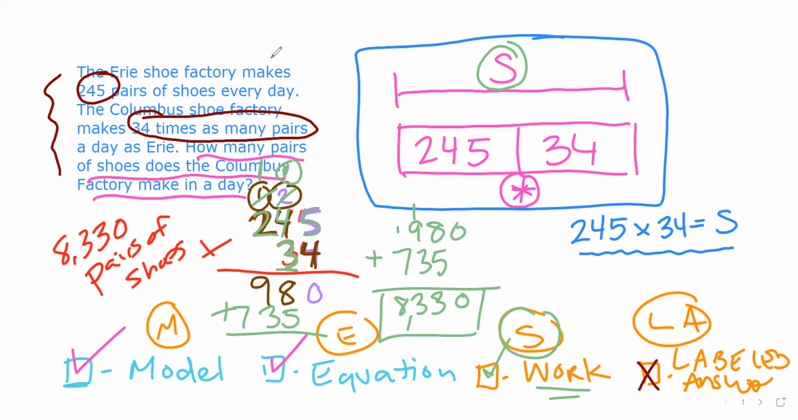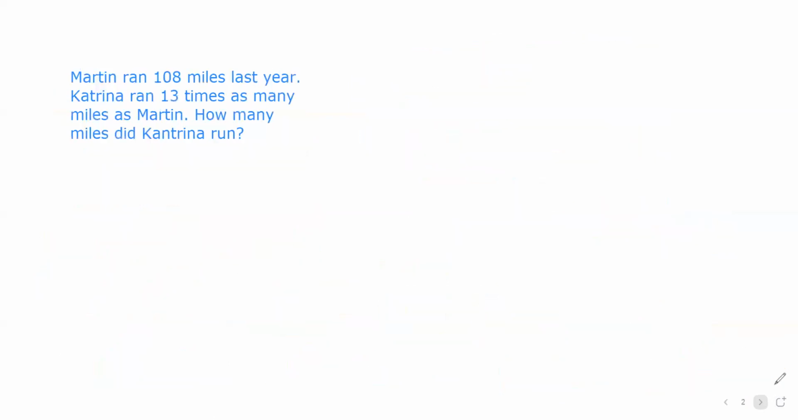So there you have it. The Columbus factory, and I'm going to make sure this answer is very clear. It makes over 8,000 pairs of shoes a day. Take that, Erie Shoe Factory, with your 245 pairs. Okay, so that's a word problem with shoes. Let's see what's next. And again, remembering we're going to practice our 4 bits, our model, our equation, show work, then label and answer. So let's see what they have next.